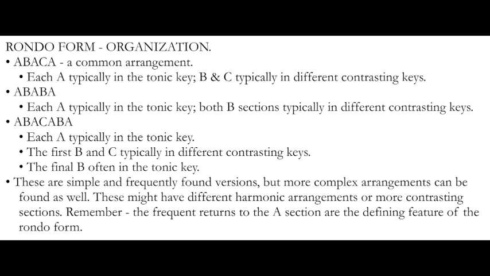ABABA is another way we might organize our rondo. Here, our alternating section is repeated. Both of the B sections are often in different contrasting keys, and so our two Bs might feature similar motivic material, but feature different key centers to give us a little bit of harmonic variety. Our A sections, again, frequently in the tonic key.